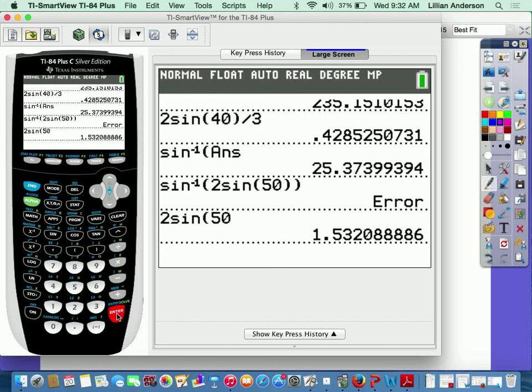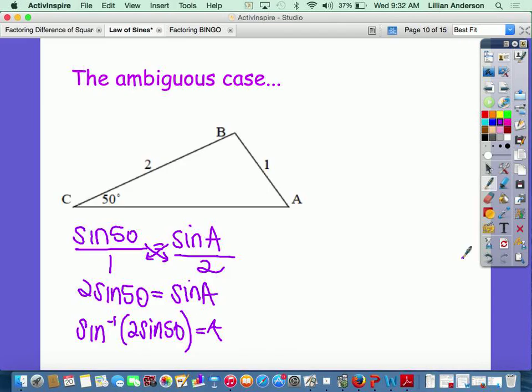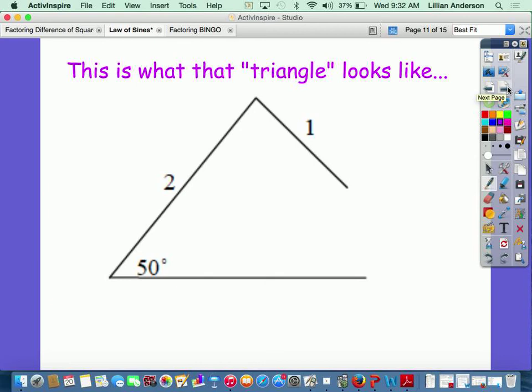So whenever that happens, you're always going to run into an error, which means that there is no such triangle that will have an angle measure of 50 degrees with a 1 across from it and then another side that has 2. That triangle actually looks like this. It doesn't actually reach that third side. There's no such triangle that will fit this situation.